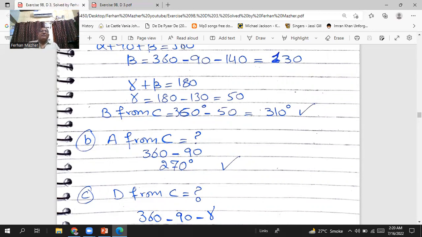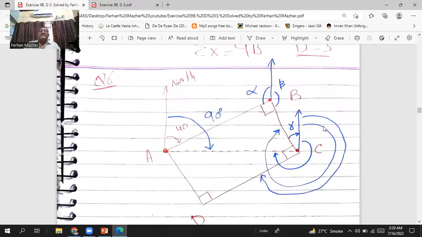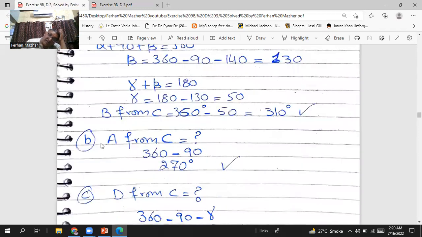So once you know the gamma, the bearing of the B from the C is this angle. You can see this blue line. So this will be 360 minus gamma. So the bearing of the B from the C will be 360 minus 50, so it will be 310 degrees. So that is the A part of that question.